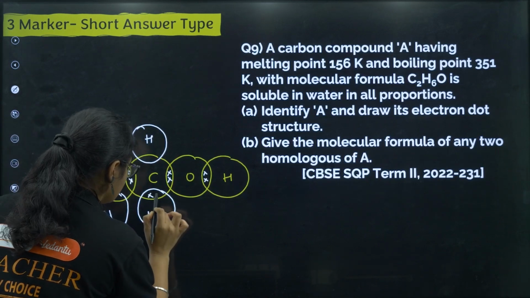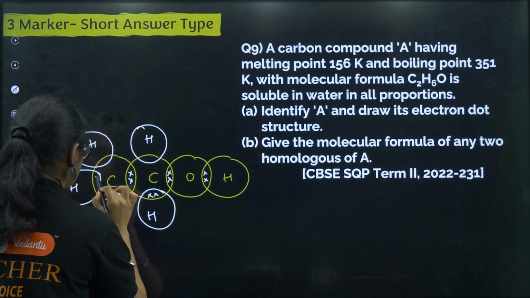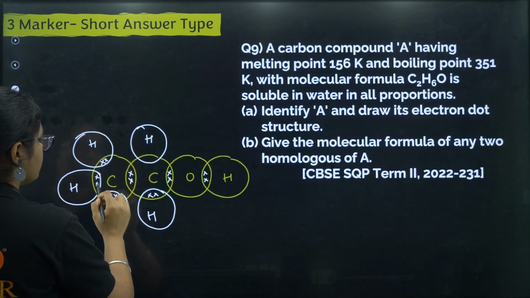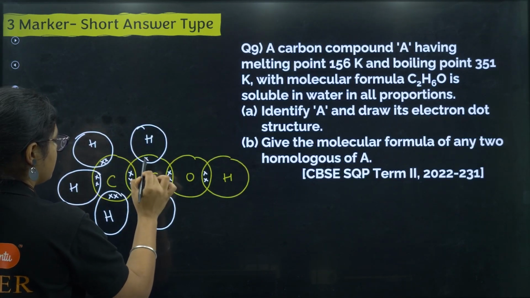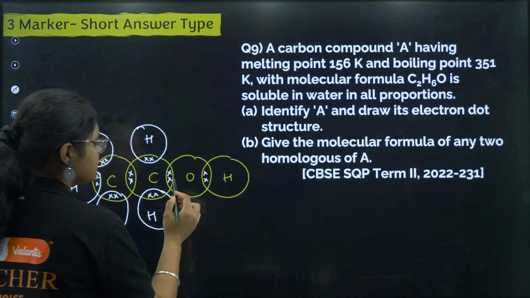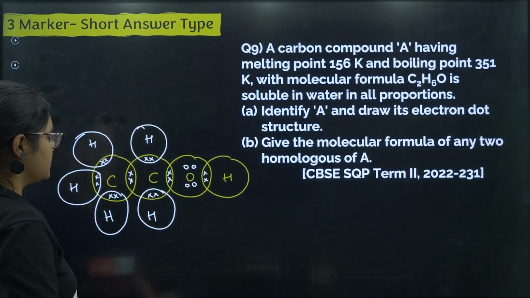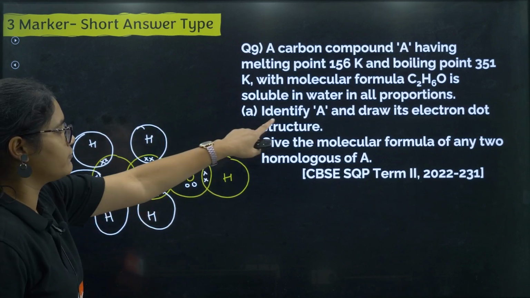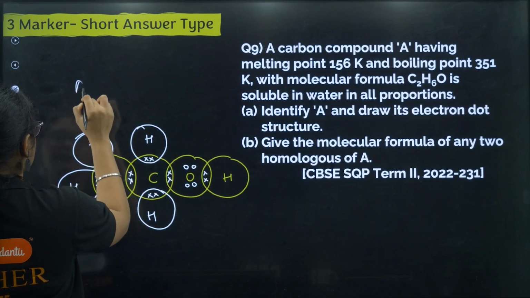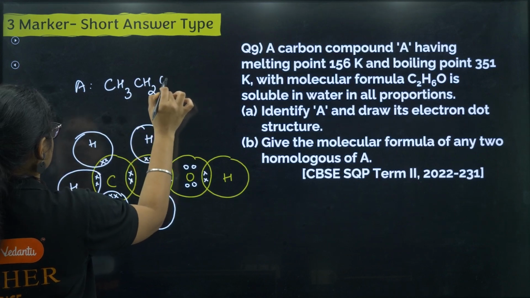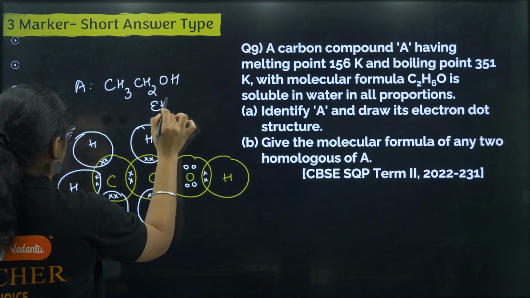2 bond, 2 electrons, 2 electrons and 2 electrons. So you have 1, 2, 3, 4, 5, 6, 7, 8 and here you have 2 electrons. Oxygen we have 1, 2, 3, 4, 5, 6, 7, 8. So this is the electron dot structure of this compound. So what is A here? A is CH3CH2OH and we will call it ethanol.